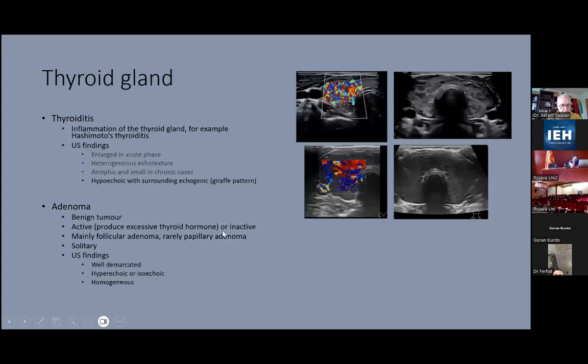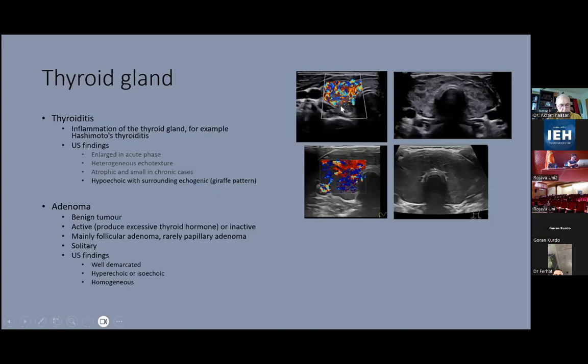Thyroiditis is the inflammation of the thyroid gland, for example, in Hashimoto's disease. As you see in two different patients, in the early stage, in the acute phase, the thyroid gland is enlarged, hypoechoic, with a heterogeneous structure, and in the chronic stage, it will become smaller and atrophic. Sometimes it's called the giraffe pattern. And as you see in the two stages, in the early stages, the blood circulation has increased.